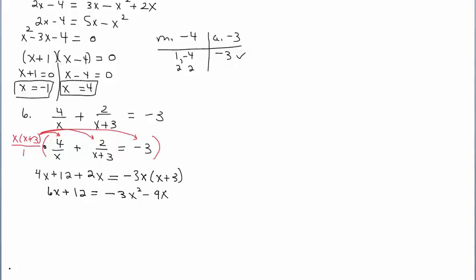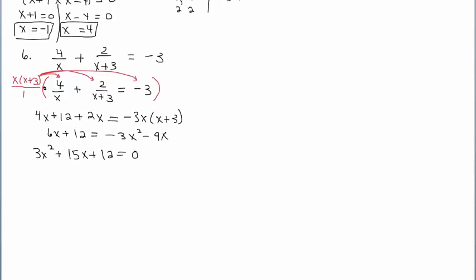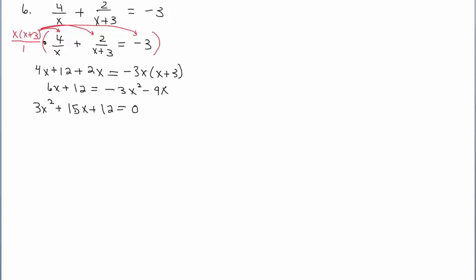And like the previous example, we're going to zero out the right side. So bringing this over here, we're going to have positive 3x squared. Add 9x to 6x, that's 15x, and then the plus 12. Alright, so we've got a quadratic equation. You know, this hasn't come up before, but if you look at this quadratic equation, let's go ahead and divide out the 3. Take out that GCF.